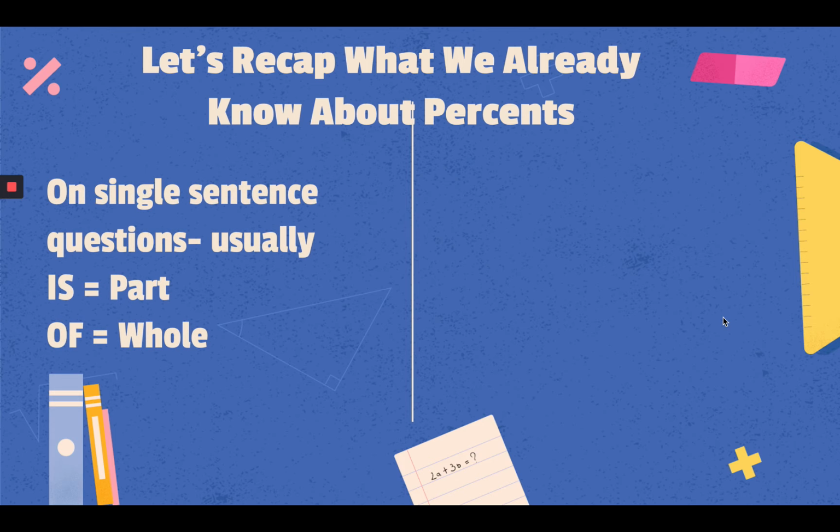And lastly, we know that there's a trick you can do for single sentence questions. Is usually refers to part, of refers to the whole. So there's no question in the example here, it's just a statement. 9 is, that's the part, 25 is the percent of 36, which is the whole amount. So 9 represents part, you can tell by the little is. 36 represents whole, you can tell by the of.